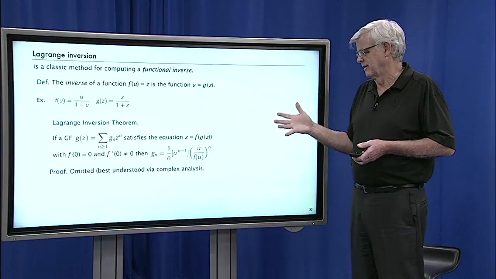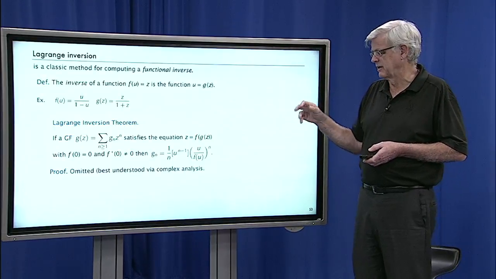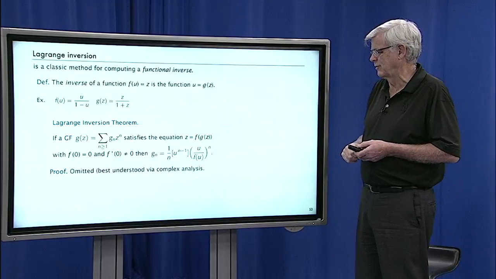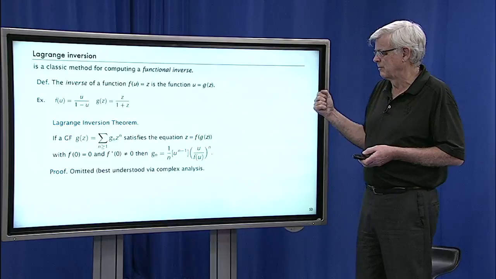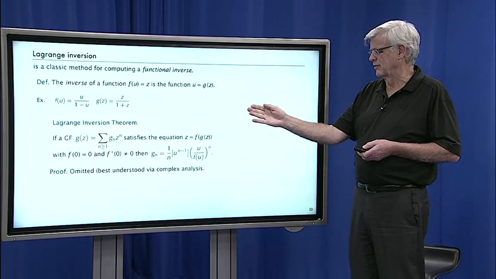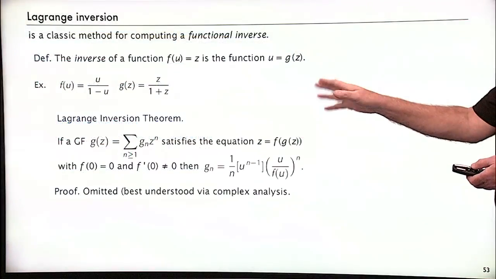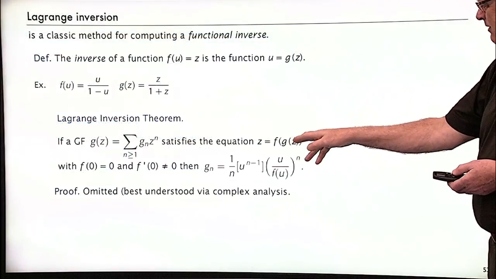in our situation will be a transfer theorem to get us from a generating function to coefficients for problems where we're counting trees. So what it says is that if you have a generating function, so that's g of z, and it satisfies this equation z equals f of g of z.